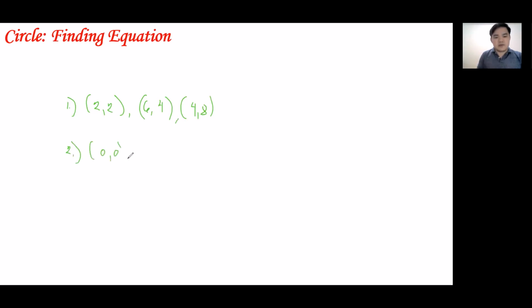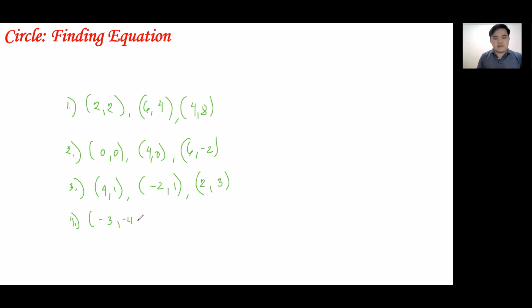Let's have number 2. We're going to have 0, 0, meaning your circle is tangent to 0, 0. So that is 4 and 0. Next one is 6 and negative 2. Number 3 is 4 and 1, negative 2 and 1, and 2 and 3. Next, for our number 4, this is negative 3, negative 4. Next one is negative 5 and positive 2. Next one is 1 and 8.